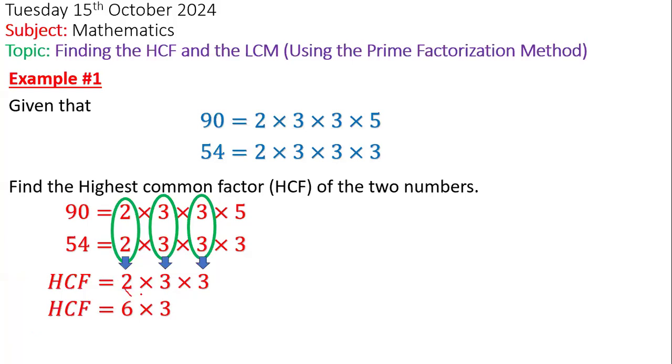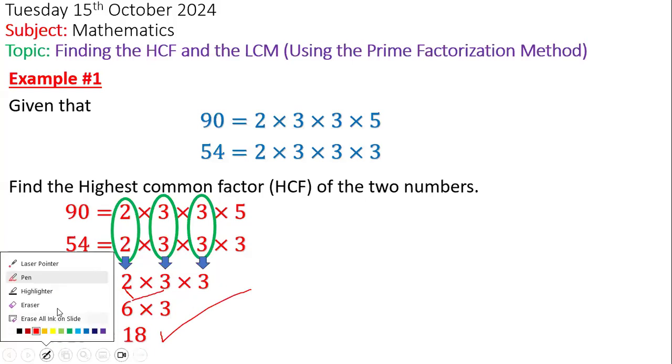So let's do 2 times 3. 2 times 3 is what? 6. And 6 times 3 gives us what? 18. So the answer is 18.